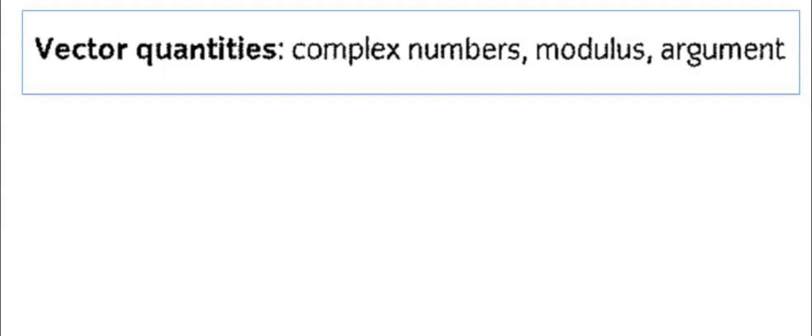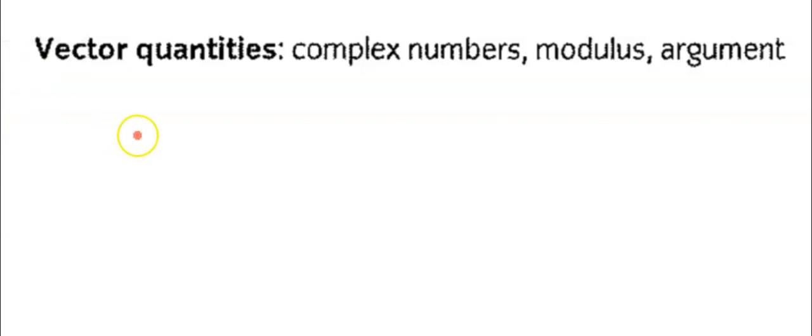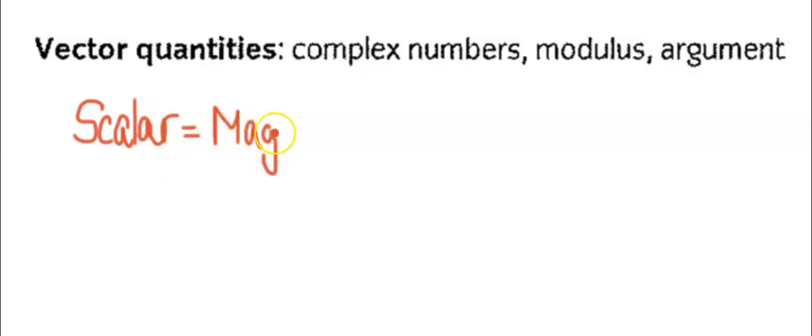The next thing is vector quantity. There are scalar quantities and there are vector quantities. A scalar quantity is your mass, 60 kilograms. A vector quantity is a quantity that has a magnitude and a direction. So scalar quantities only have magnitude.